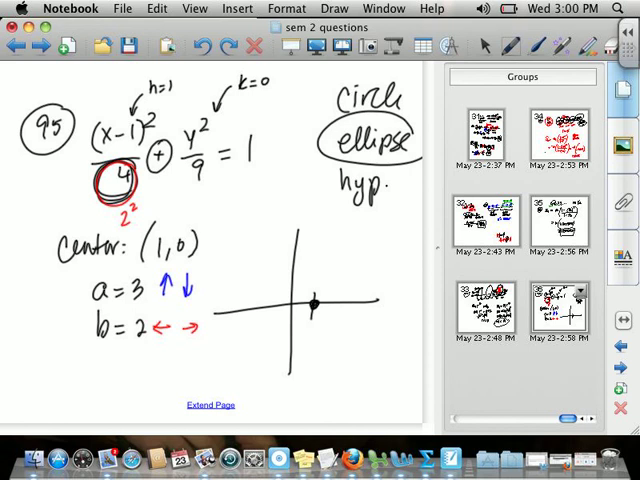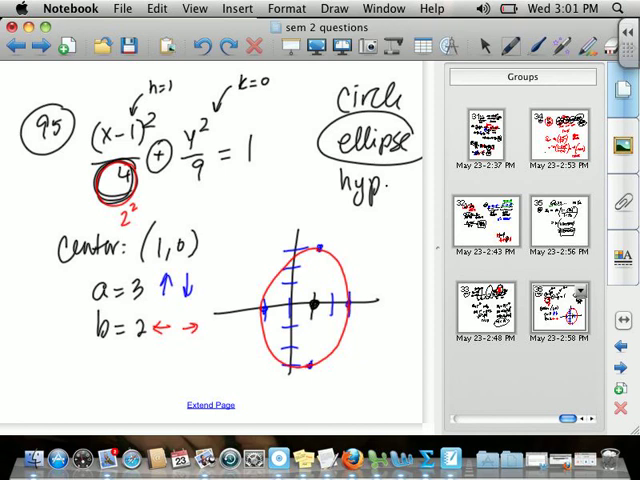From that center, I'm going to go right and left 2, and I'm going to go up and down 3. When you do that, you now can draw on the ellipse, which is like that. So your picture should look something like that. It's a little off.